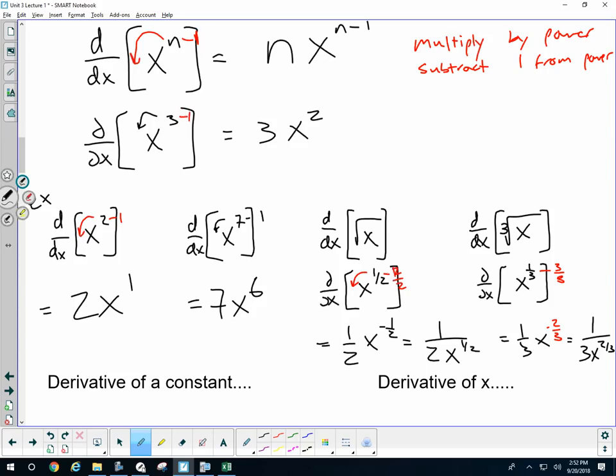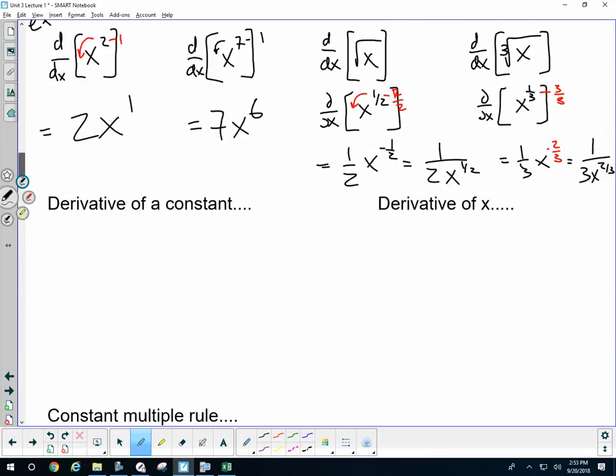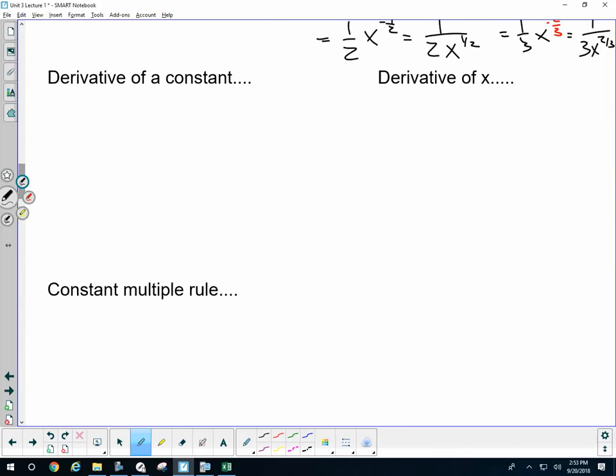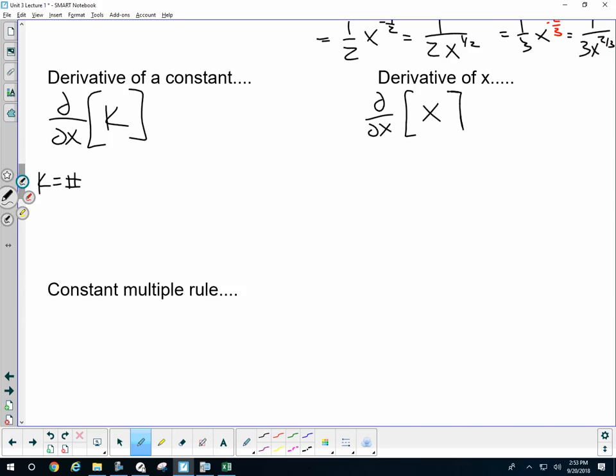Okay? This is a lot quicker than multiplying by the conjugate, which is how we dealt with roots in the past. More rules that kind of come from the power rule. The derivative of a constant, the tangent slope generator of just some k, where k is a number. The derivative of x.